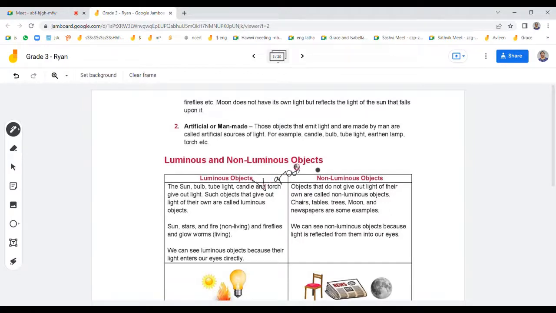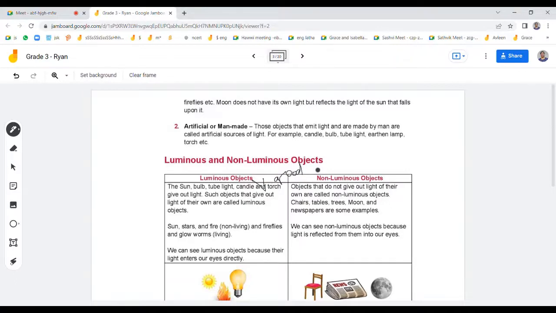Can you read this differentiation between luminous objects and non-luminous objects? The sun, bulb, tube light, candle and torch give out light. Such objects that give out light on their own are called luminous objects. Sun, stars and fire are non-living, and fireflies and glowworms are living. We can see luminous objects because their light enters our eyes directly.